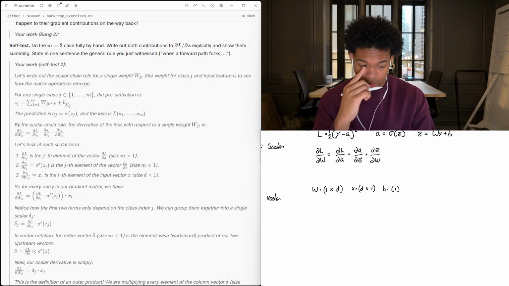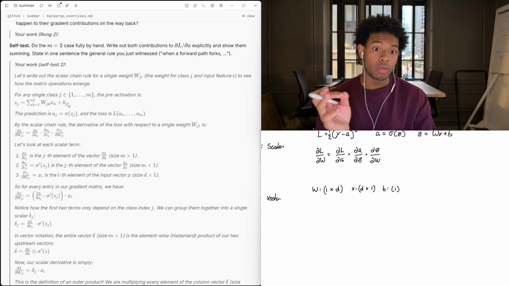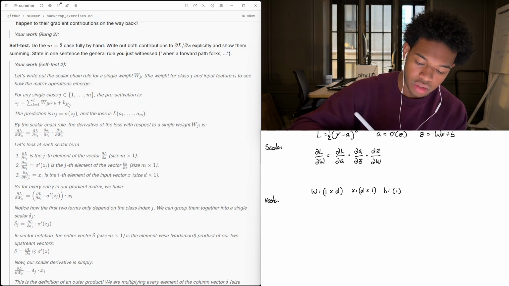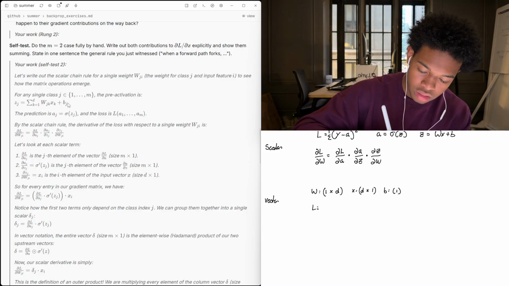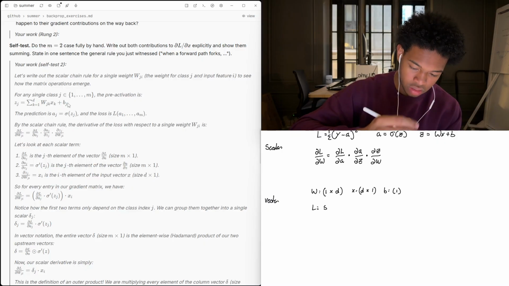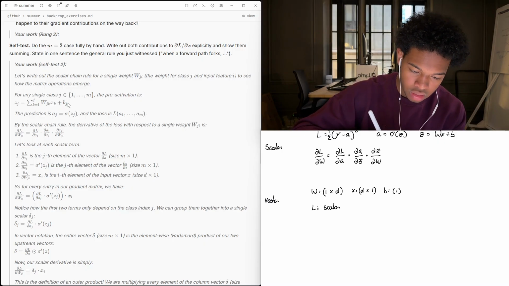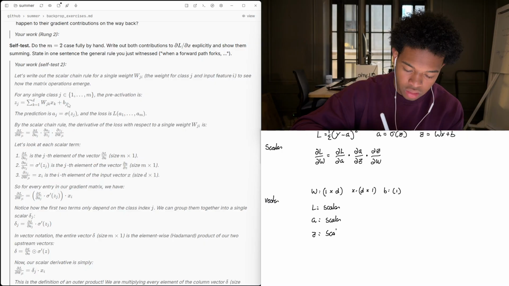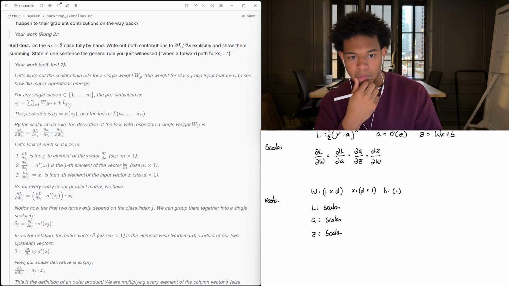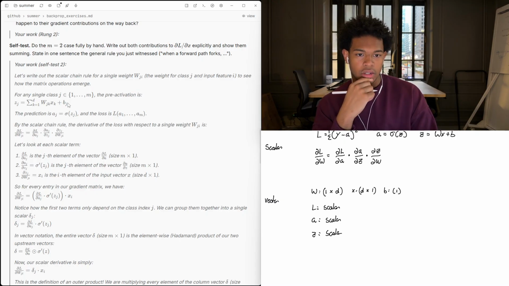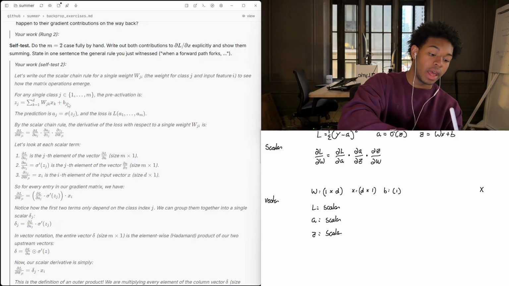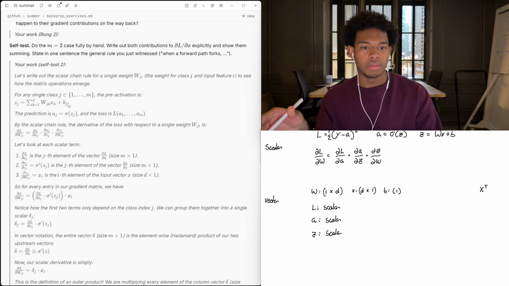So how do we write this? In the scalar case, L is still a scalar, A is a scalar, Z is a scalar. But W is not. So a scalar with respect to a vector, we'll end up with the X transpose. That's me cheating, I know the answer.